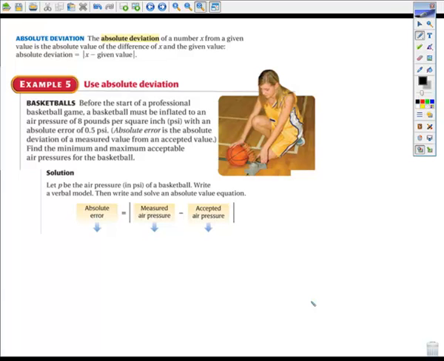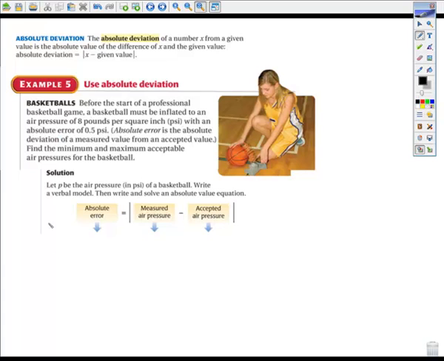Alright, next we have a definition of absolute deviation. The absolute deviation of a number x from a given value is the absolute value of the difference of x and the given value. In other words, we're saying the absolute deviation is we have some x value and we're going to subtract the given value. Deviation means how far away, so how far away is subtraction.